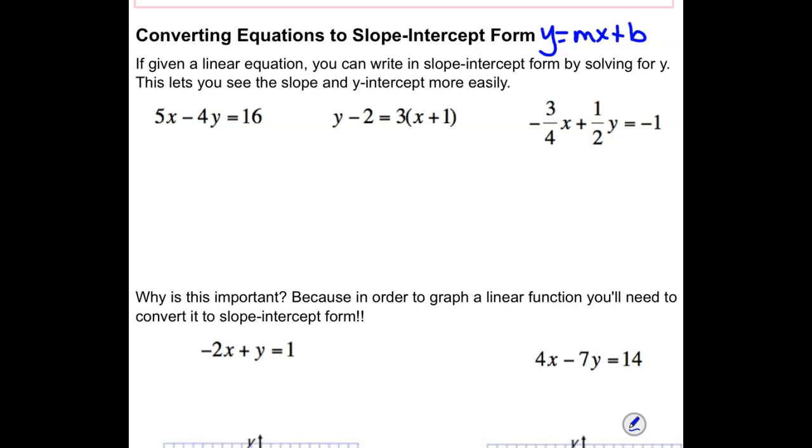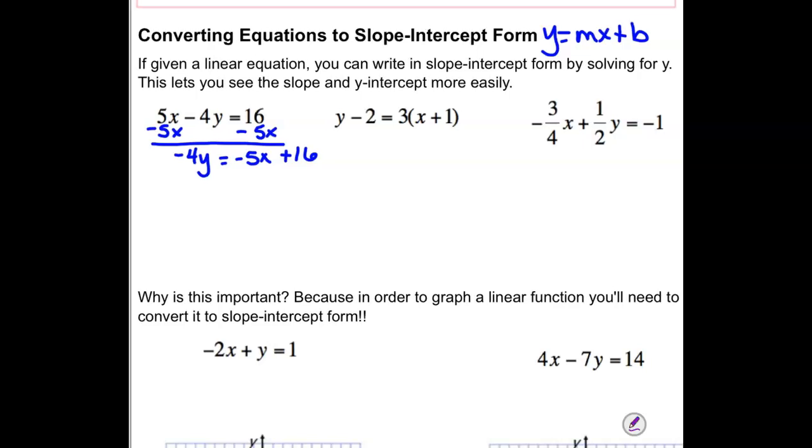So looking at this first one, if we were trying to solve for y, my first step would be to subtract the 5x to the other side. And I am going to put the x term first, since we are looking for it to be in that mx plus b format. My next step would be to divide everything by -4. We end up with y equaling -5 divided by -4 would be positive 5/4 times x, and 16 divided by -4 would be -4. So in this case, we know that the slope is 5/4, and our y-intercept would be -4.